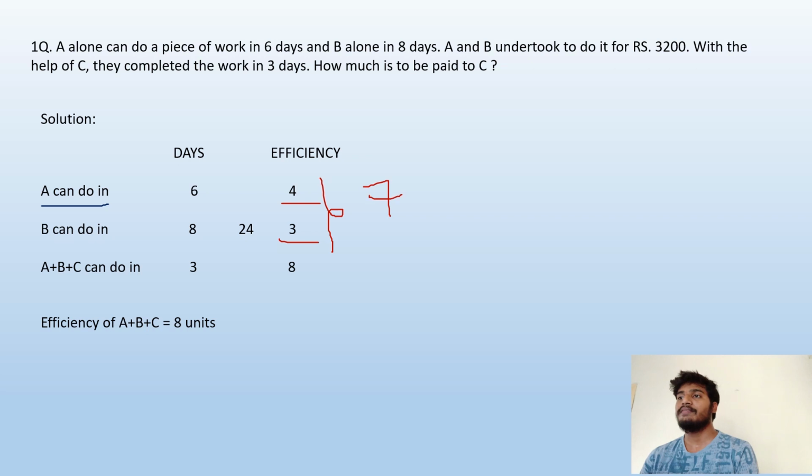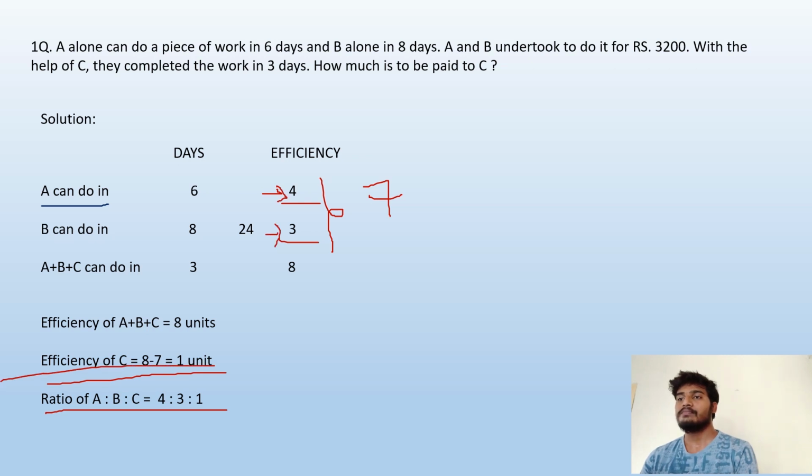By subtracting the 7 units from the efficiency of A plus B plus C, which is 8 units, we get the efficiency of C. The efficiency of C is equal to 8 minus 7, that is 1 unit. So the ratio of the efficiencies of A, B and C is 4:3:1. Here the efficiency of A is 4 units, B is 3 units, and C is 1 unit. So the efficiency of A is to B is to C is 4:3:1.